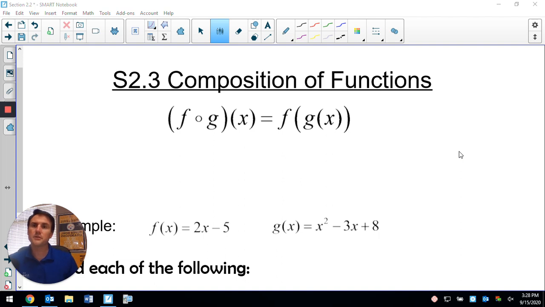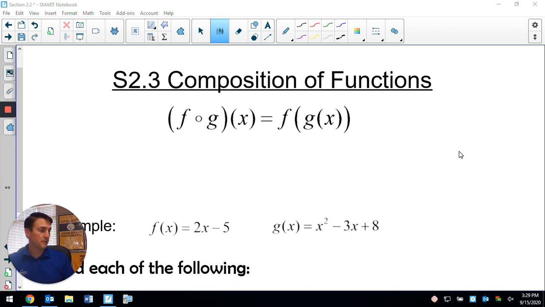Hello everyone, today we're going to talk about composition of functions. In real world situations, it is not uncommon for the output of one function to depend on some input that is itself the output of another function. Okay, and this is a composition type of situation. You're literally taking the result of one function and plugging that result into another function.